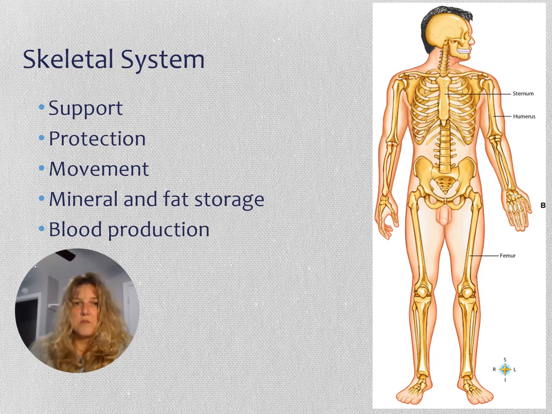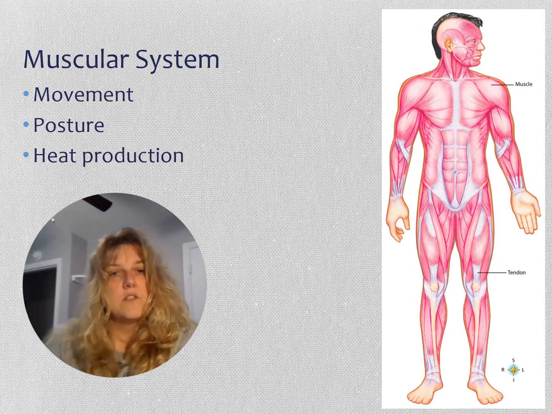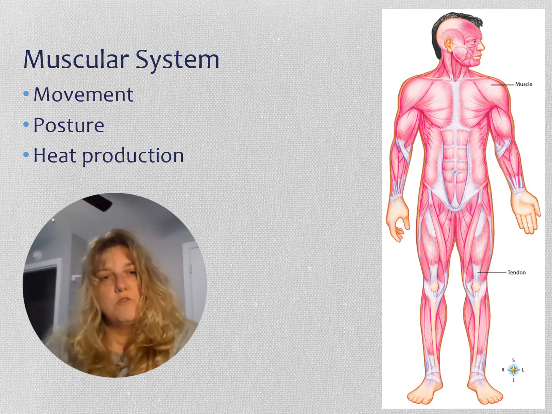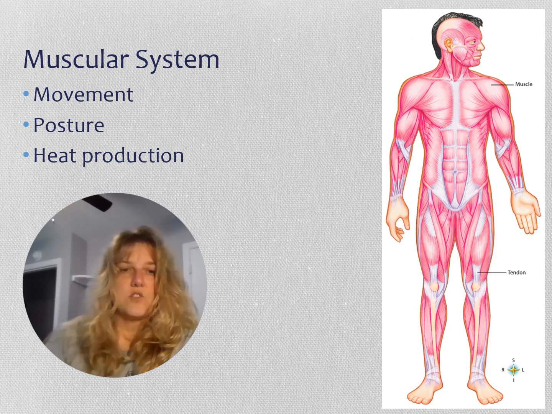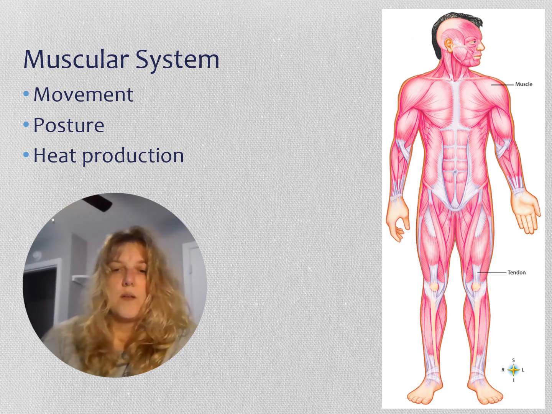The skeletal system, of course, gives us not only support and protection, but it also allows us to move through our environment. And it has those hidden abilities that a lot of people don't think about, where you have both mineral and fat storage as well as the site for blood production. The muscular system provides us with movement. It gives us some posture, or some of us lack posture if we are slouching. And it can give us our heat production, which is so important in certain situations.